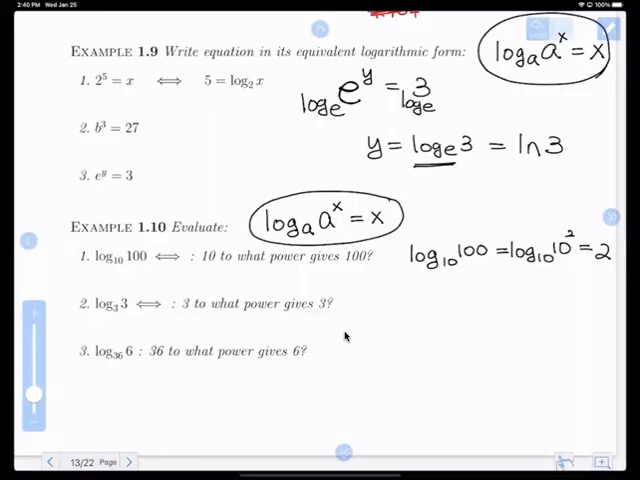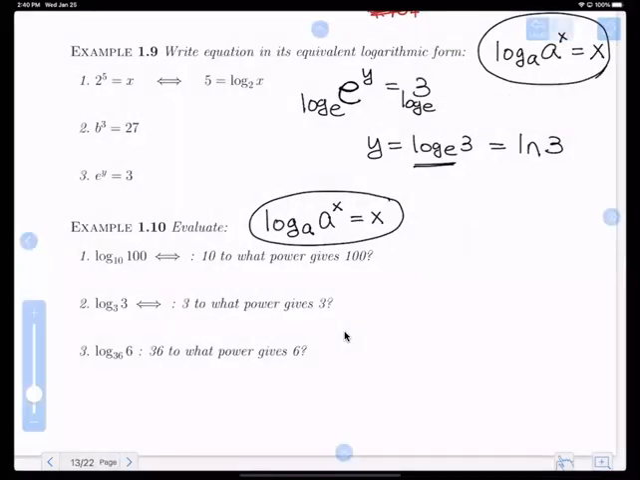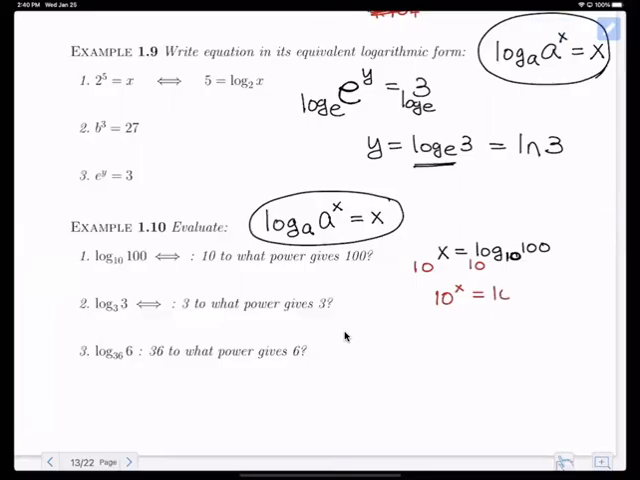Okay, let me show you another way. There are a couple of ways to do it. Another way: let's say x equals log base 10 of 100. Here's a base 10. I raise 10 to both sides. 10 to what power is 100? The power is 2. So same answer, one way or another.